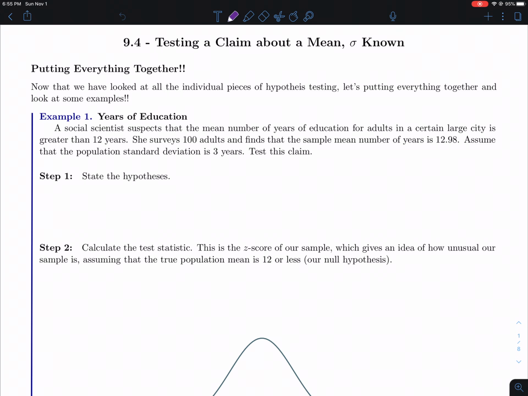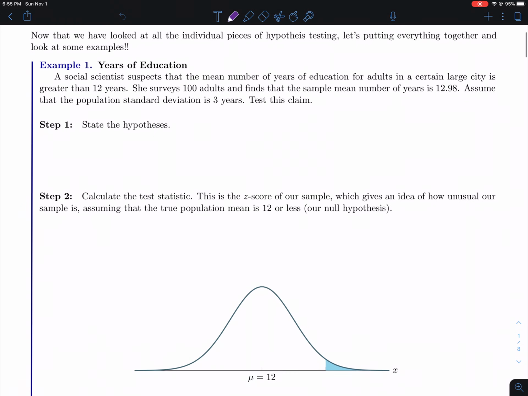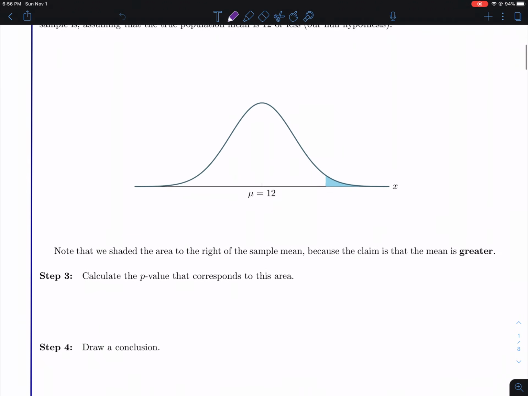So in this case, we've got our example one, which is years of education. A social scientist suspects that the mean number of years of education for adults in a certain large city is greater than 12 years. She surveys 100 adults and finds that the sample mean number of years is 12.98. Assume that the population standard deviation is 3 years. Test this claim. So in this case, I've got this example laid out fairly well.